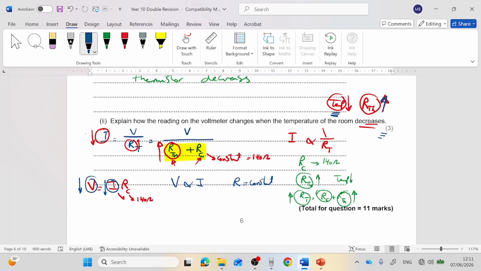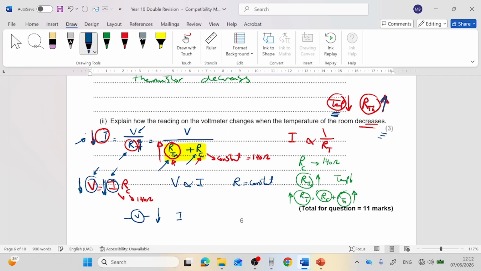And since from Ohm's law, I is equal to V over total resistance, and the total resistance is the sum of the resistance of the thermistor plus the constant resistance, the total resistance increased and the total current will decrease. And since according to Ohm's law, the voltage and the current are directly proportional, since the current intensity has decreased, the voltage also will decrease. So the final answer is the reading of the voltmeter will decrease.